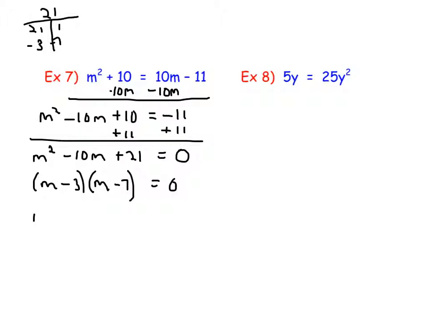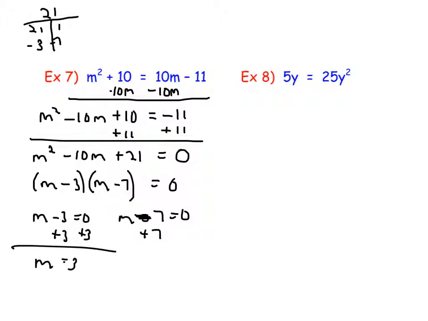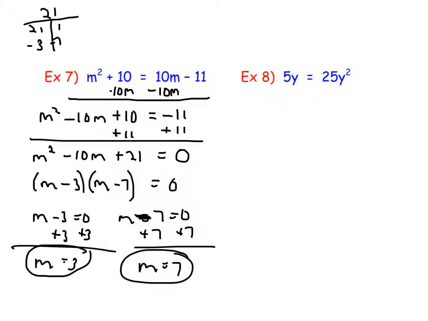Then I set each one equal to 0, and then I would solve, m minus 7 equals 0. Then all I have to do is add to this side, so I get m equals 3, add 7 to this side, and I get m equals 7. So my parabola, these are my solutions, they're also called my roots, they're also my x-intercepts. And those are my answers. Let's do the last one, example 8.